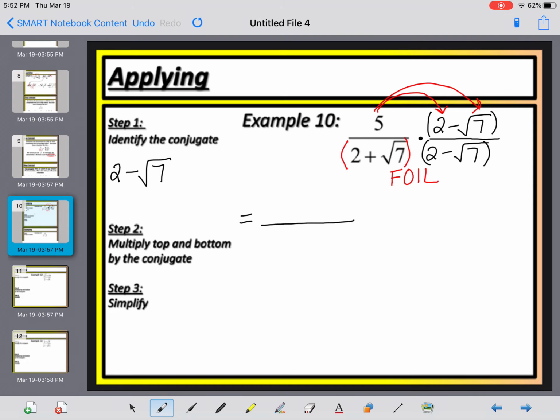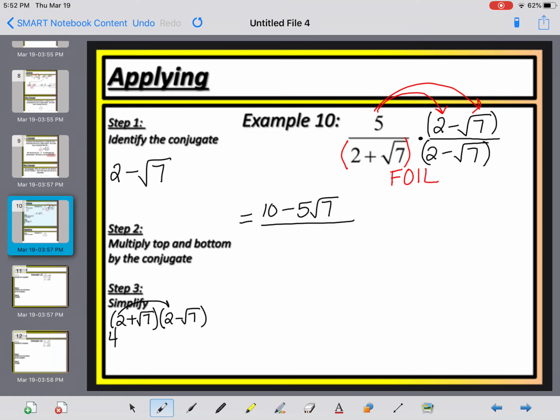All right, so let's start with the top. That seems to be the easier part. So 5 times 2 is 10, and 5 times negative square root of 7. Okay. Now, if you need to take your FOIL and write it off to the side so that you can draw your arrows, might not be a bad idea.